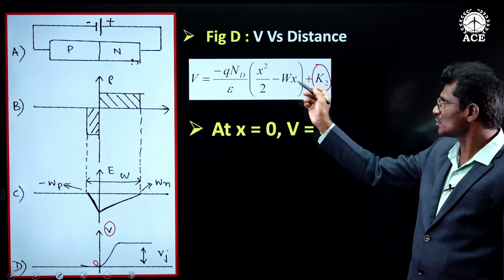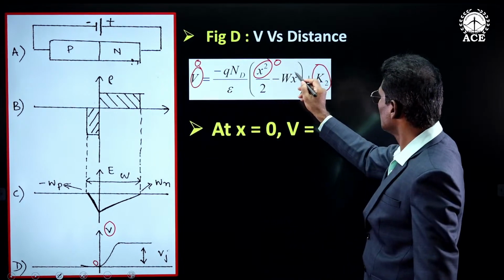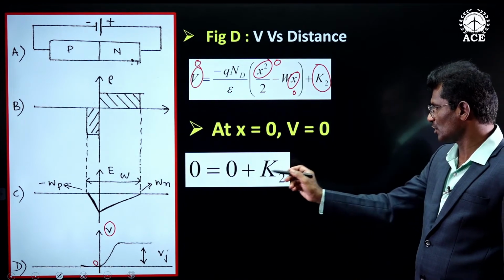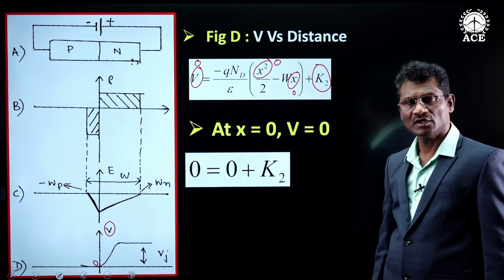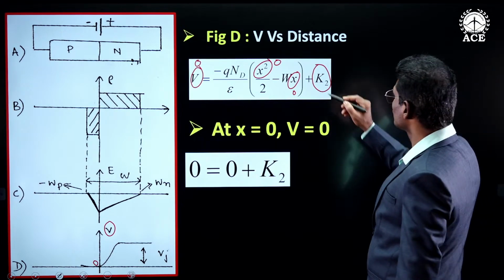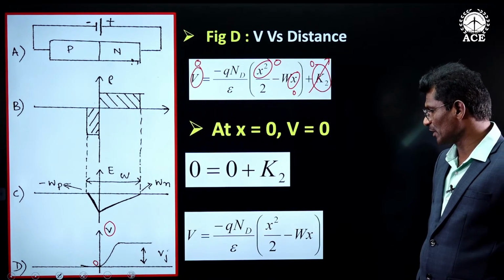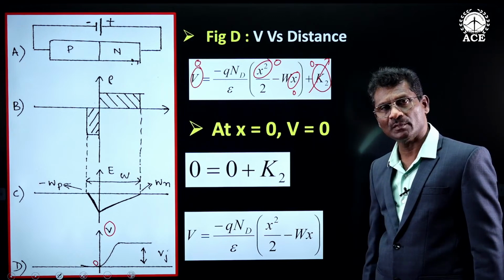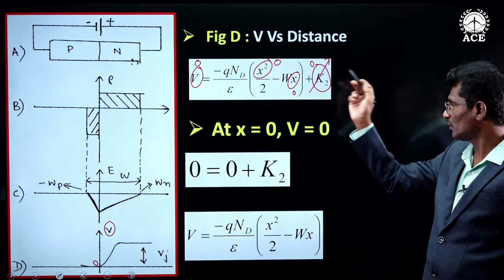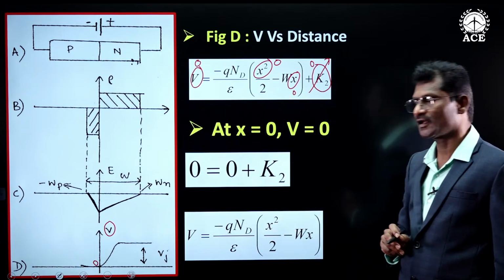Now substitute these values into this equation. V is 0, x is 0, and this is also 0. And hence we get 0 plus 0, 0 equal to 0 plus k2. From this it can be easily understood that k2, integral constant, is 0. So if we substitute this as 0, then we are left with V equal to minus q Nd by epsilon into x square by 2 minus Wx. So based on this graph, we have found the value of integral constant k2 as 0, and hence this equation is rewritten here.